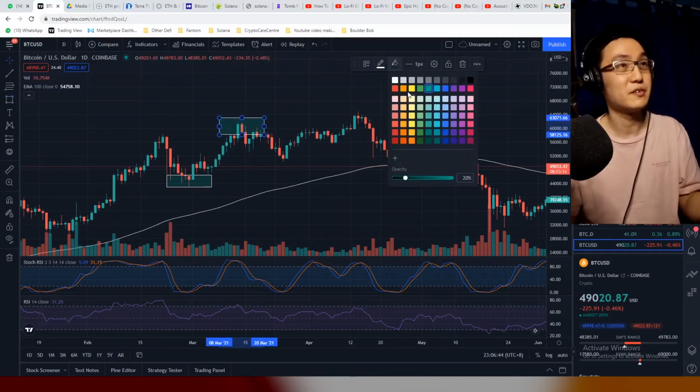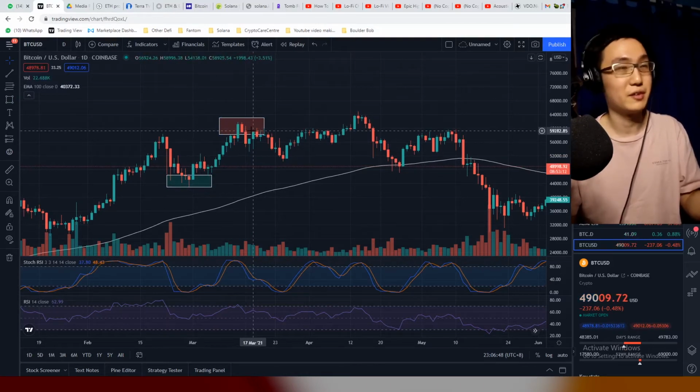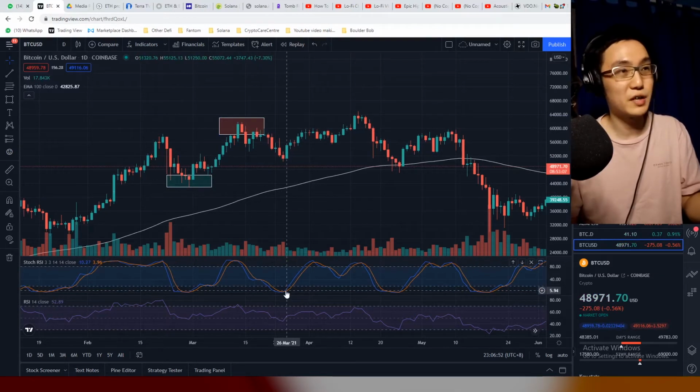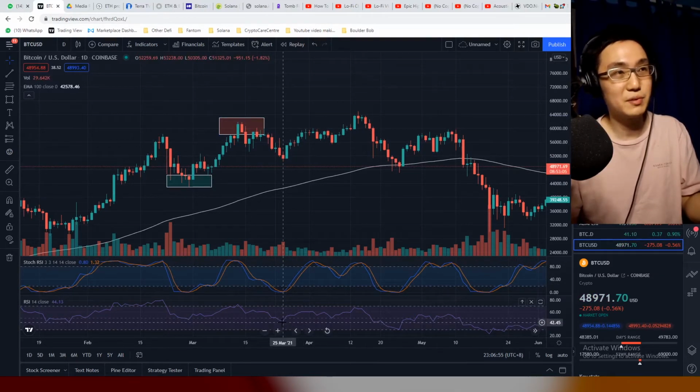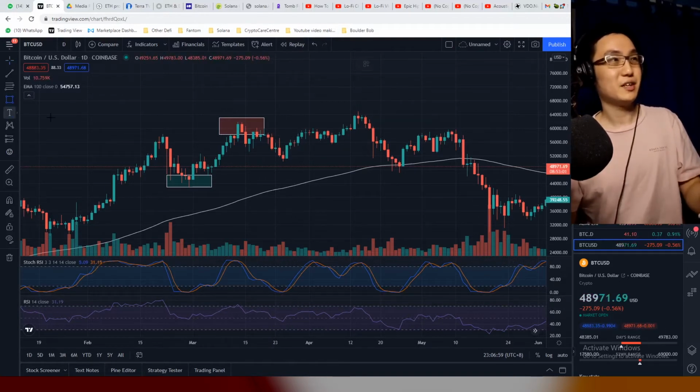So I'm going to color this red. Okay, so we already bought here and sold here a little bit. Then we look at the stochastic right at the bottom and the RSI peaking below. We could buy. So if you want to buy a little bit more, yeah, you can DCA in.